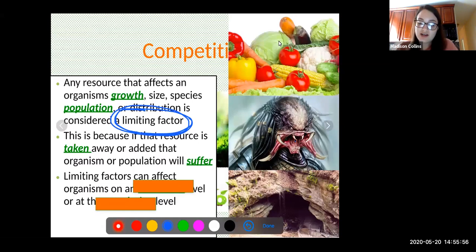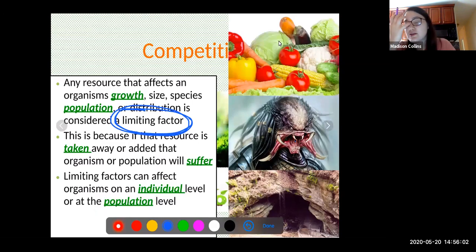Limiting factors can affect organisms on an individual level or at the population level. So this is something that can affect just one individual organism or it can affect that entire species, okay? So go ahead and write that down.